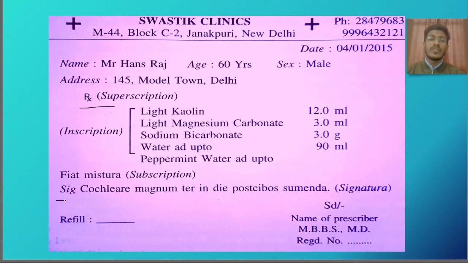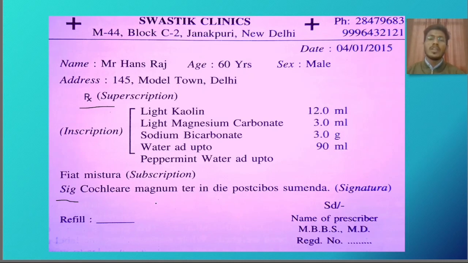Signatura we have discussed. Signatura is written by the short form SIG. In signatura, what the doctor has written here is cochlear magnum, ter in die, post cibos, and sumenda. All these are Latin terms. Instead of this, the prescriber or the doctor can write coch mag, TID, PC, and sumend. All these are short forms. Instead of writing the entire sentence in English or the full form, they can write in that way.